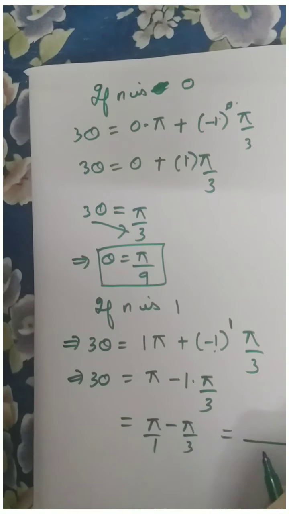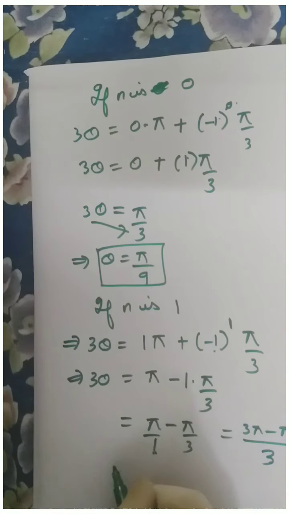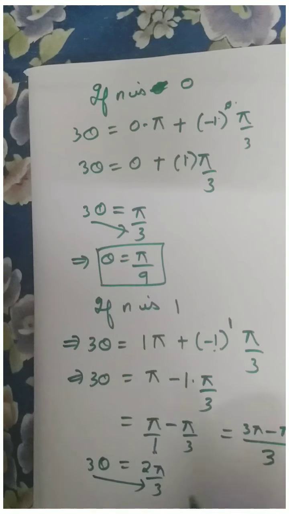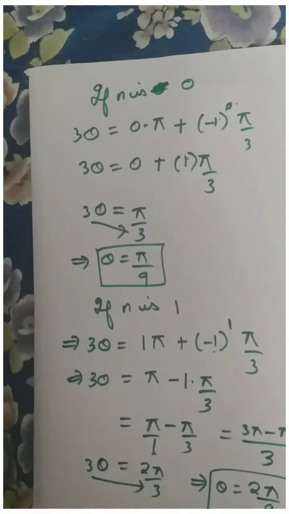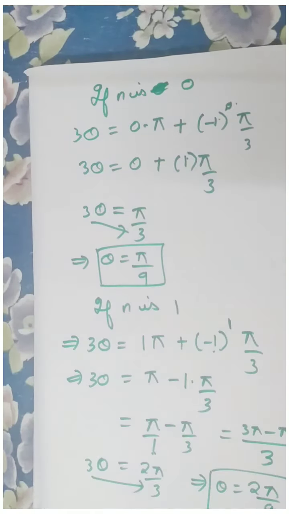So LCM of 3 and 1 is 3. 3 divided by 1 is 3. 3 into pi is 3 pi minus pi. That is nothing but 2 pi by 3. So I got the value of 3 theta as 2 pi by 3. Sending this 3 that side, it becomes theta equals 2 pi by 9. Now find out for n equals 2.